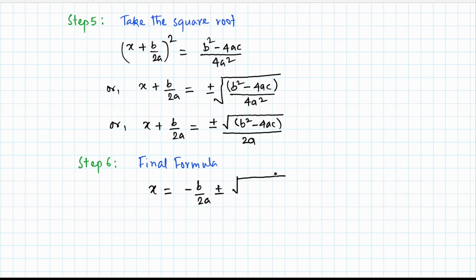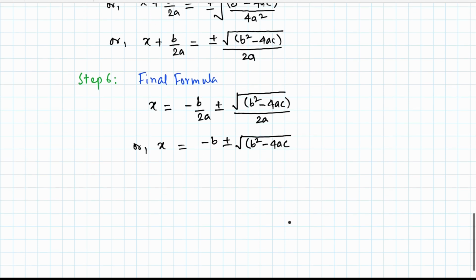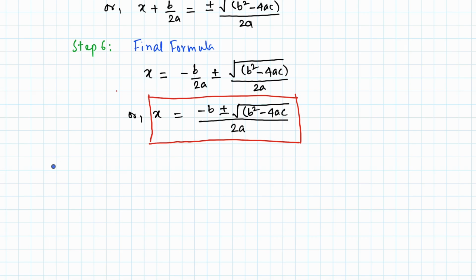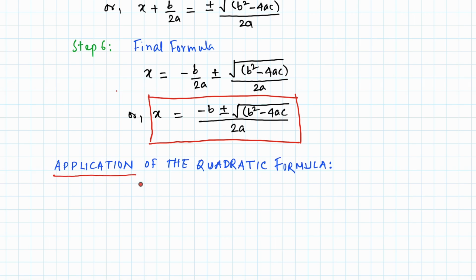So step 6, the final formula is x. We are moving b/2a from the left-hand side to the right-hand side, so it becomes −b/2a plus or minus root over of b² − 4ac by 2a. Now we are taking 2a as an LCM, so it becomes x equals (−b plus or minus root over b² − 4ac) by 2a. So in the first statement what we have written, it should be minus b. We have written only b, so be careful. So it will be (−b plus or minus root over of b² − 4ac) by 2a.